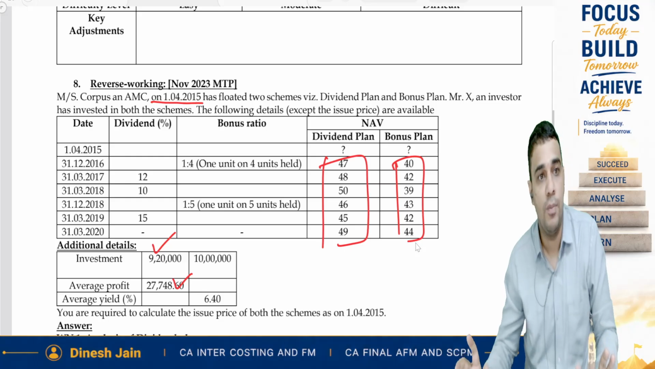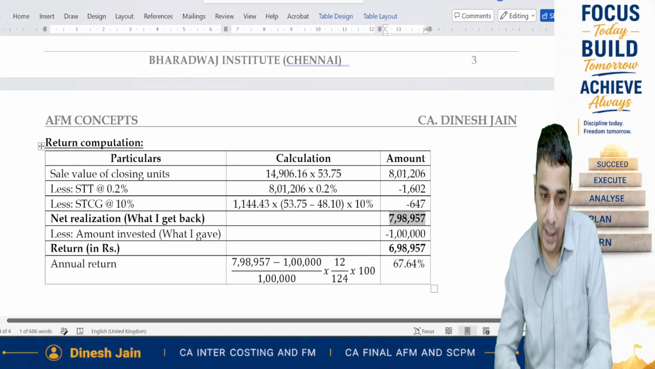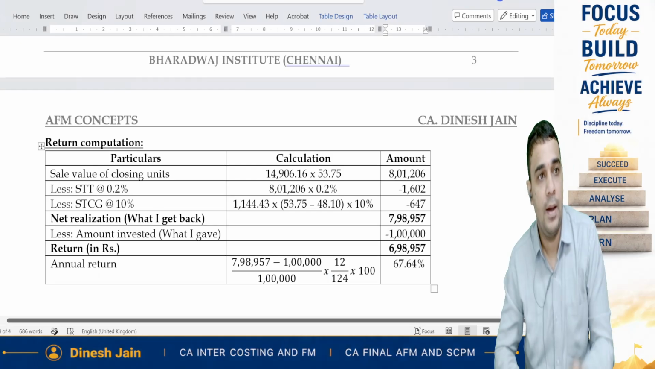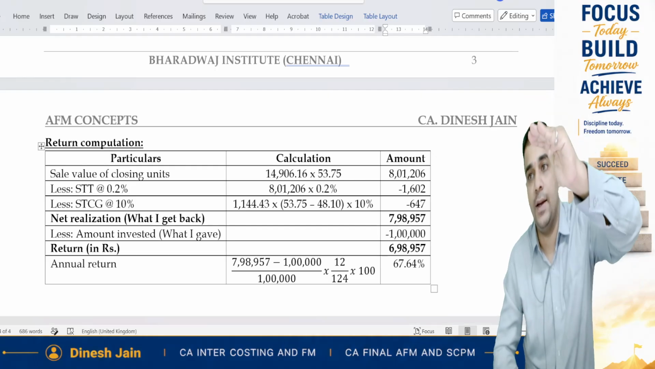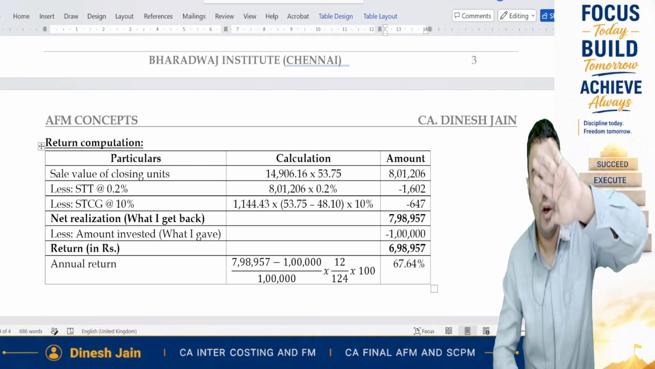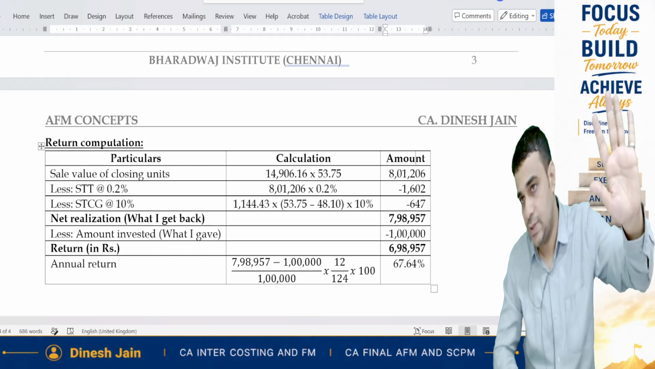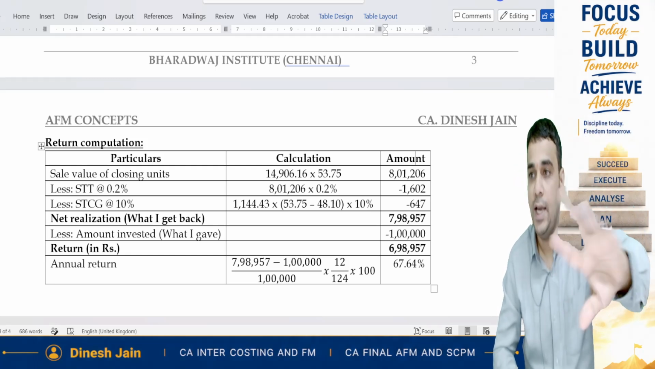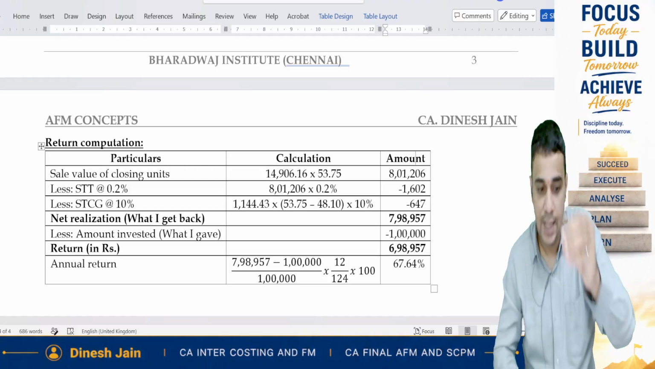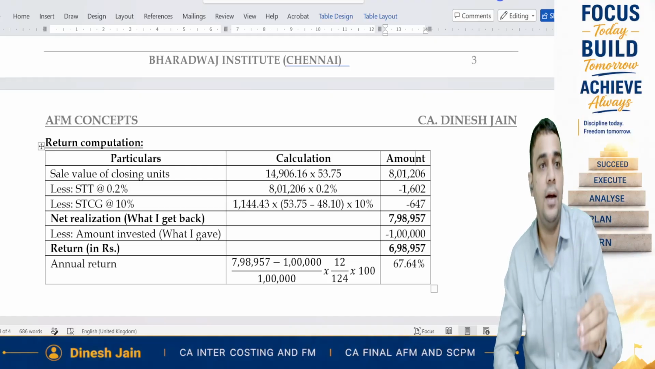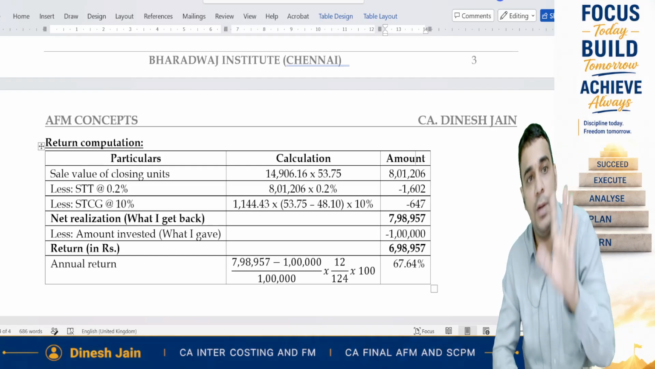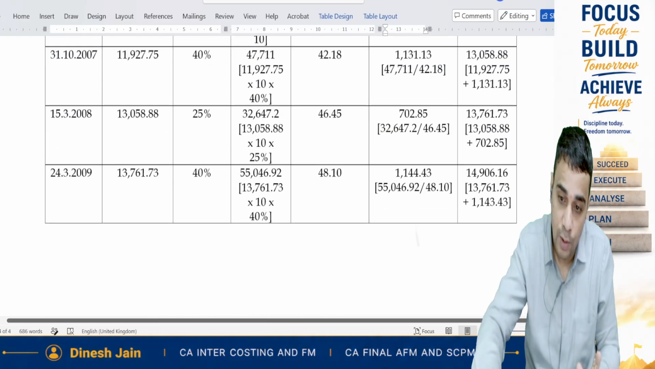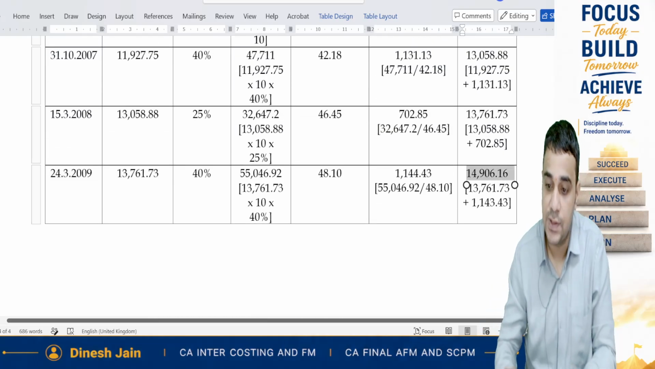So first, I am going to do this table: particulars, plan 1, plan 2. I will go in the reverse filling. No STT, no STCG, no sale. Sale value of closing units, less investment, return and return percentage. This will give me closing units.